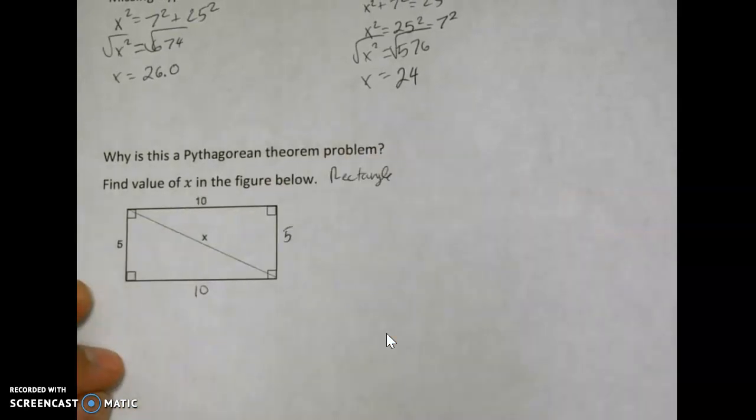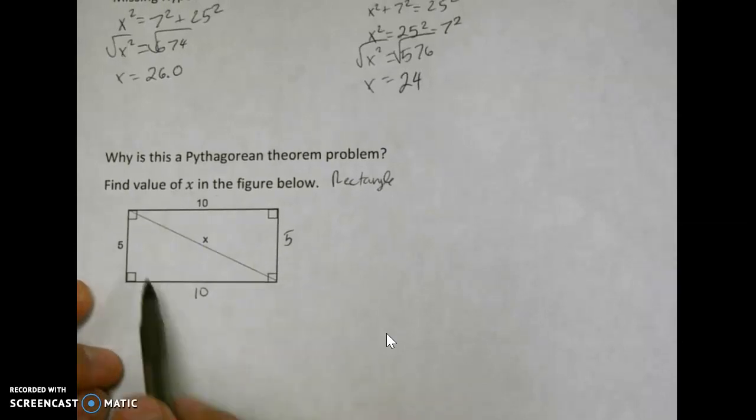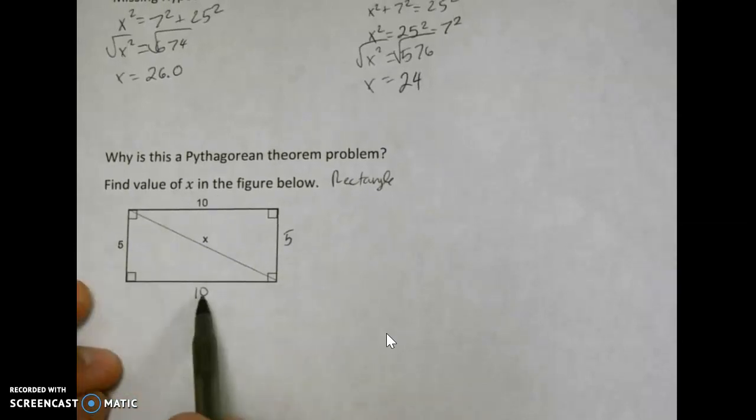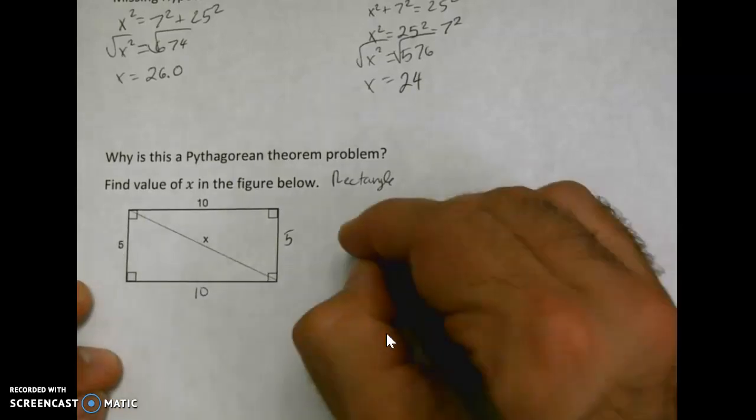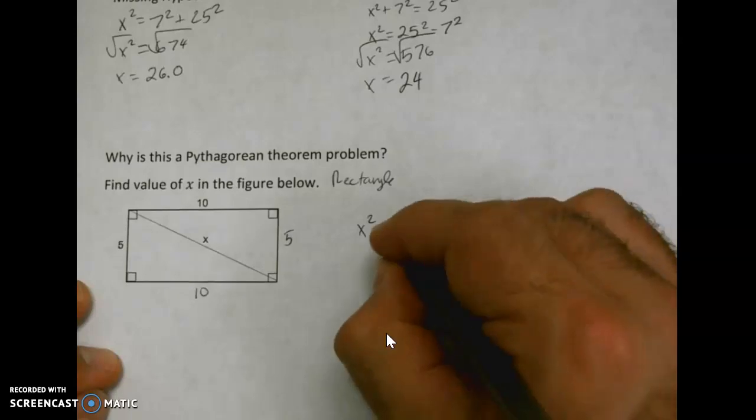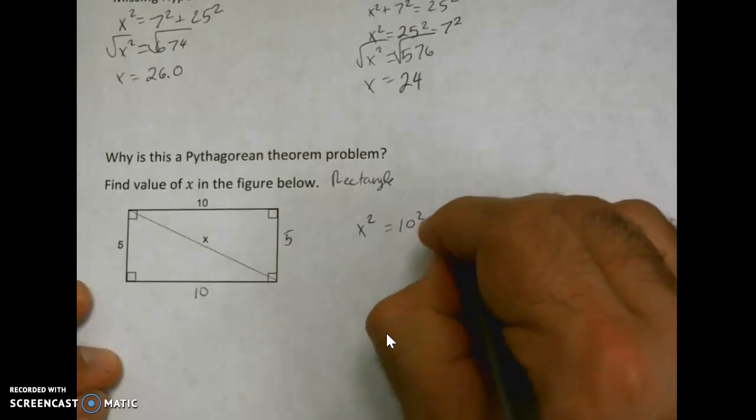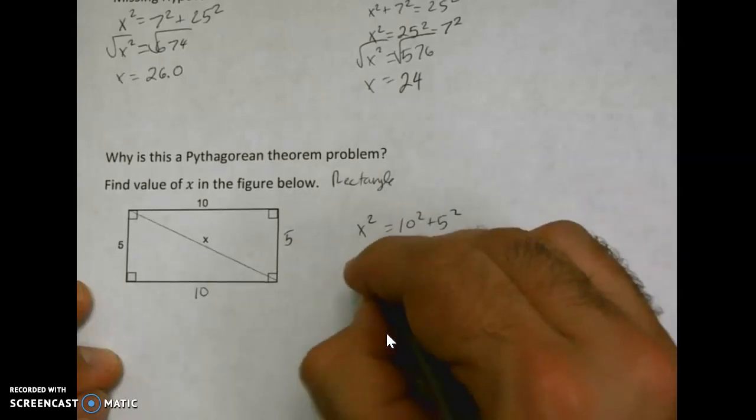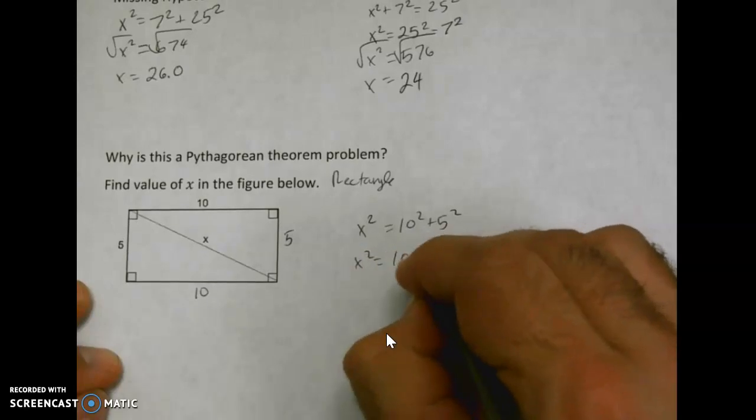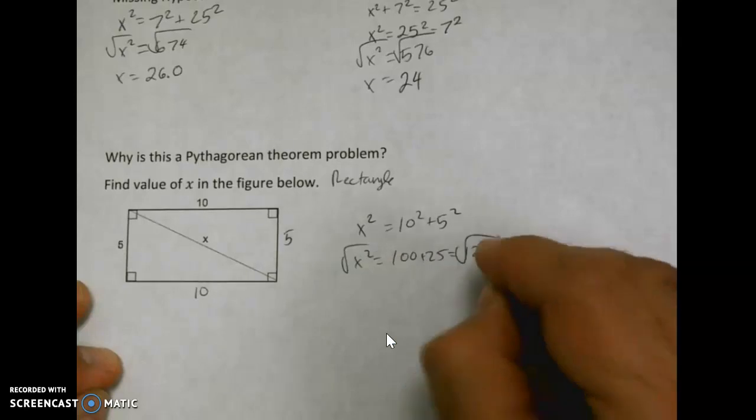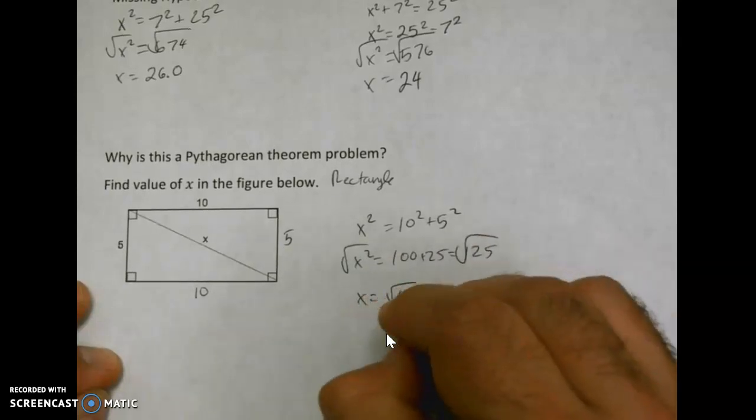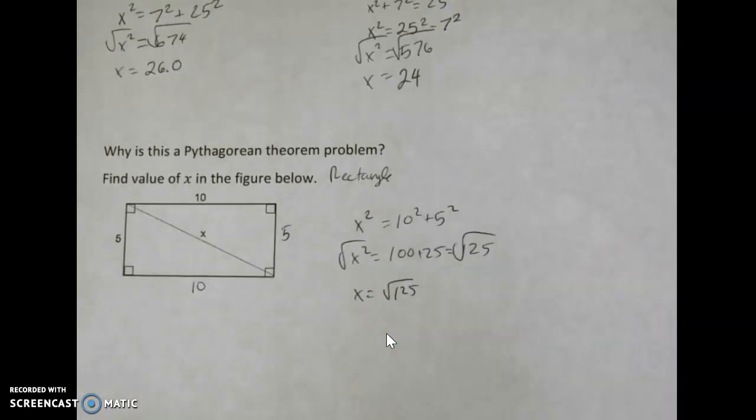So what we see here is we have two right triangles that are created. And both of these right triangles have legs of 5 and 10 with a missing side of x. So if we think about this, x squared equals 10 squared plus 5 squared. You add it up, that's 100 plus 25, which is 125. Take the square root on both sides, and x is equal to the square root of 125. Okay?